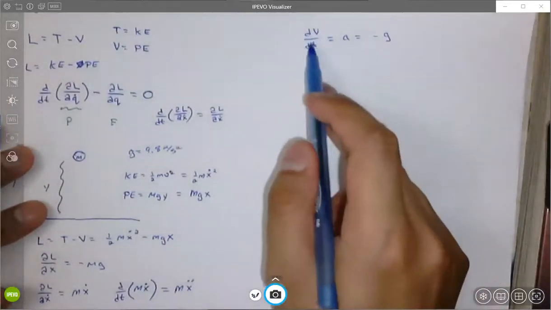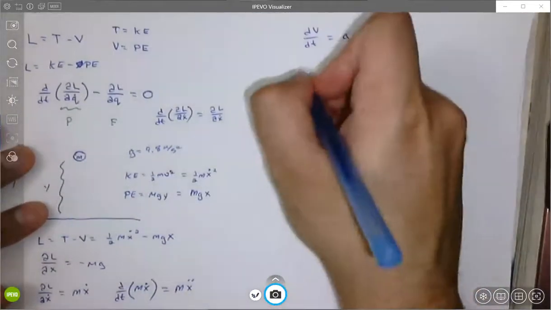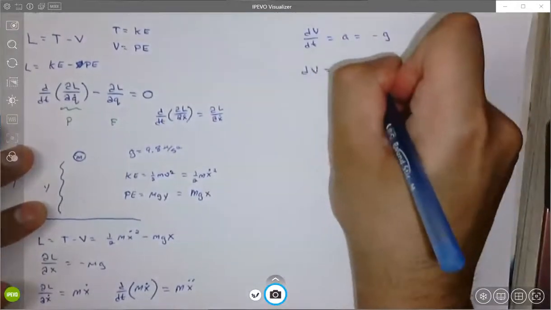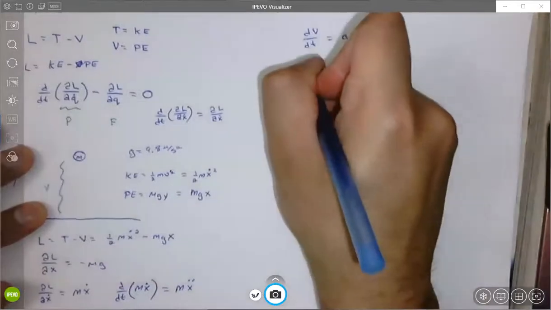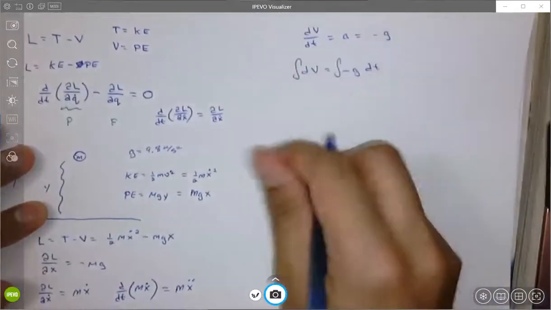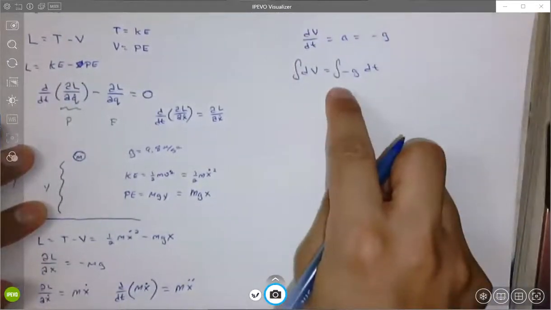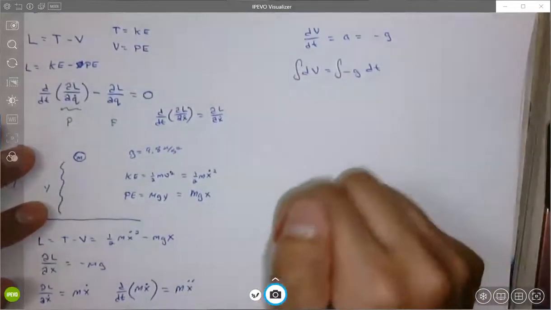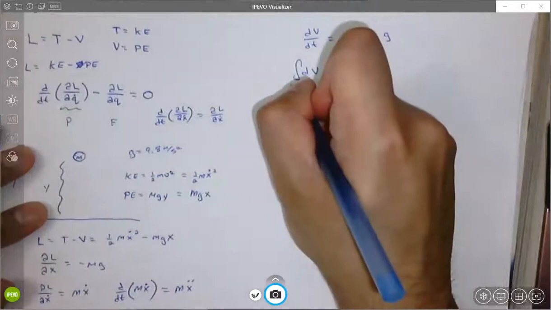So if we wanted to solve for velocity, I would bring the dt to the other side. We end up with dv equals negative g dt. And then you can just integrate both sides. If we do it without the limits of integration on both sides, we're going to have to add a plus c. So I don't want to add the plus c. I'm just going to put the limits there.